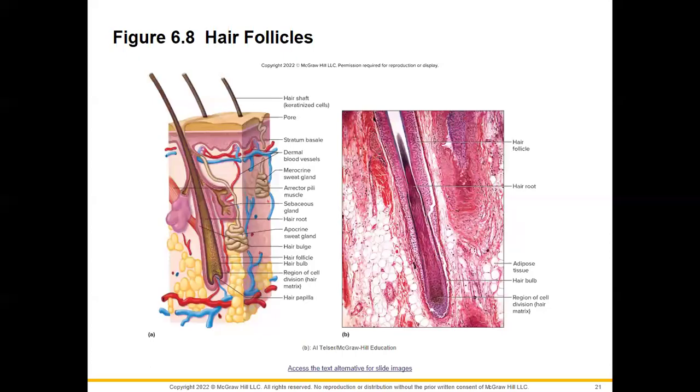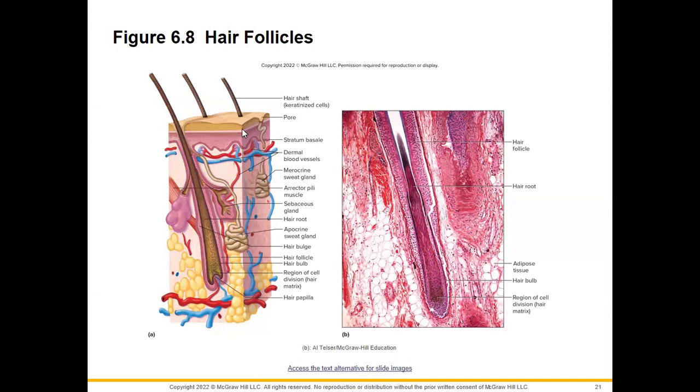Welcome back to Chapter 6, where we are talking about the integumentary system. Last video, we ended up discussing the hair follicles. So I want to go ahead and recap these images for you just so that we can get a quick overview of some of the things we talked about while we were talking about hair follicles, the integumentary system, and the hair.